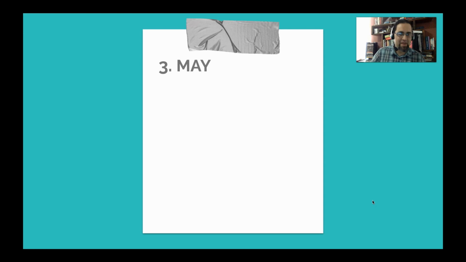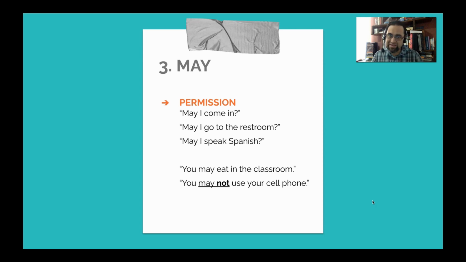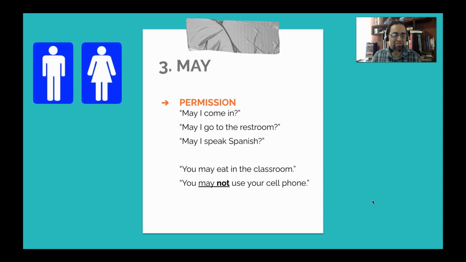Now the modal verb may, which is super famous because it is one of the first verbs you learn when you're studying English, because it is the verb for permission. May I come in? May I go to the restroom? May I speak Spanish? This is one of the verbs you first learn, especially for permission. You can also obviously use it in the affirmative way. When you ask the teacher if you may eat in the classroom, the teacher might say, you may eat in the classroom, no problem. And of course, you can also use the negative form. You may not use your cell phone in this class.